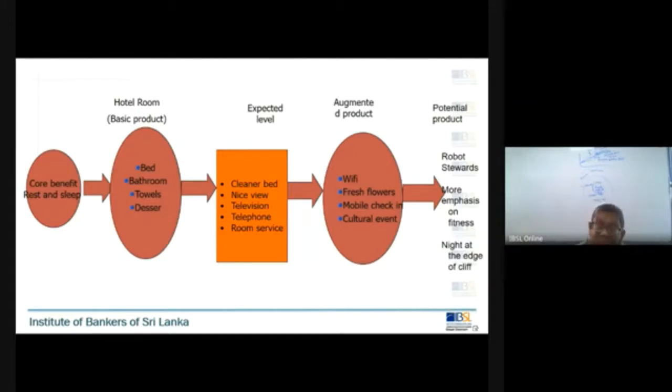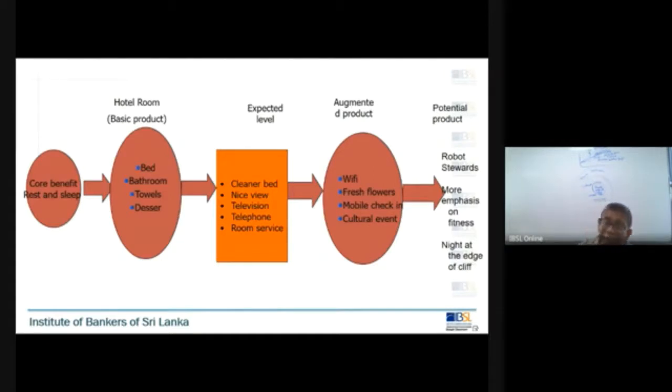So these are the levels. Bankers, marketers, organizations, they are experimenting and trying to add something new to your offer. That is what you call the augmented layer. Once everybody gives that facility, it becomes expected.